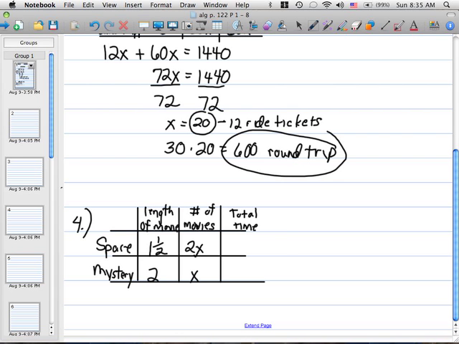So if I take 1.5 times 2, that's 3 halves, times 2x, cancel, I get 3x. Or you could take 1.5 times 2, it's still 3x. And then 2 times x, the total time at the mysteries was 2x.